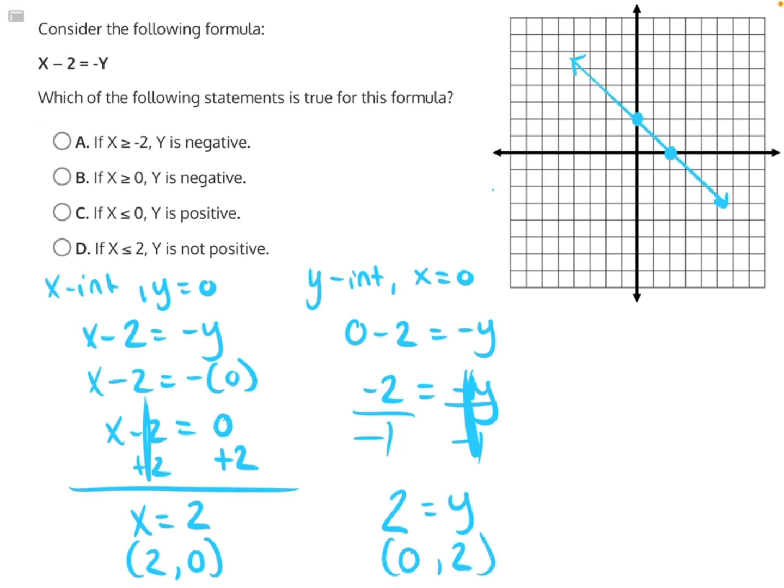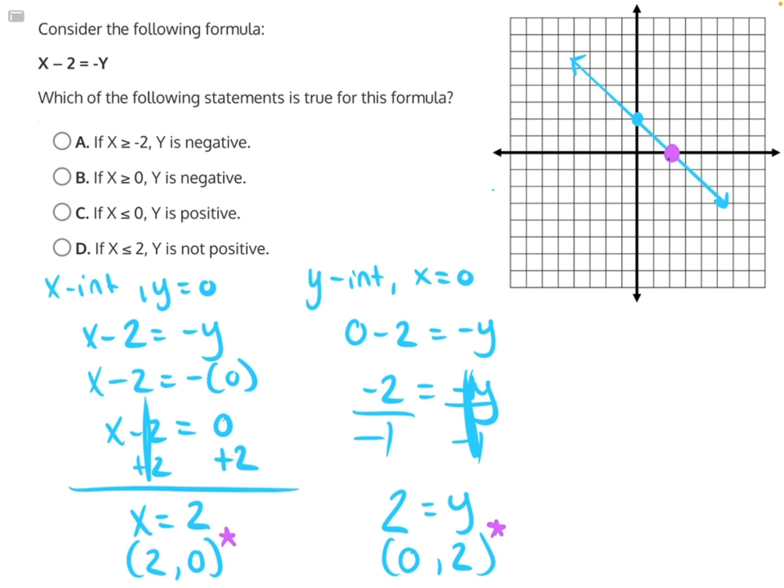Here I have plotted our two intercepts, one at 2, 0. So I went to the right 2 and up 0, and our other one at 0, 2, so I went up 2 and to the right 0. Now we can take a look at our graph and use it to help us find our correct answer.